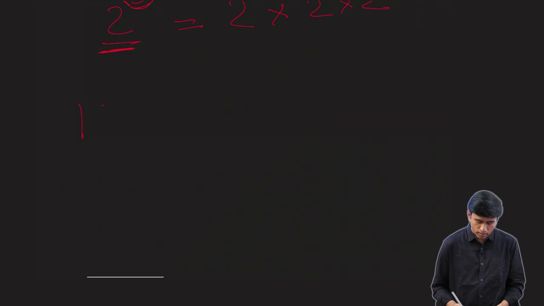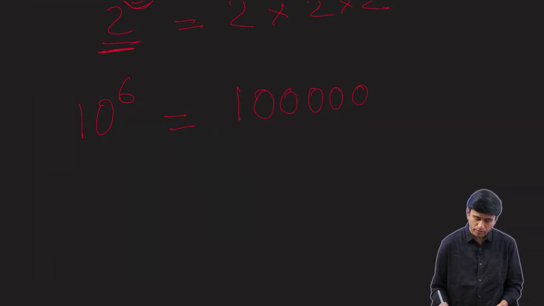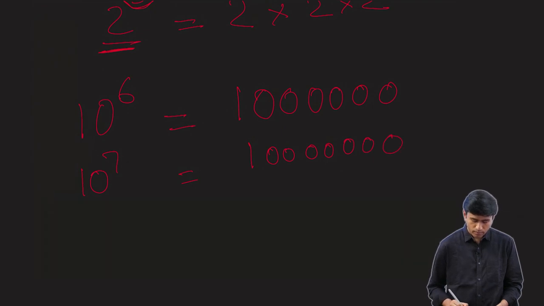What does this mean? 10 to the power of 6. 10 to the power of 6 means 1 followed by 6 zeros. 1, 2, 3, 4, 5, 6. 10 to the power of 7 would be 1 followed by 7 zeros. So this is how you write a number in its exponential form.